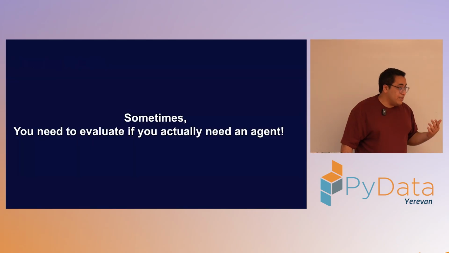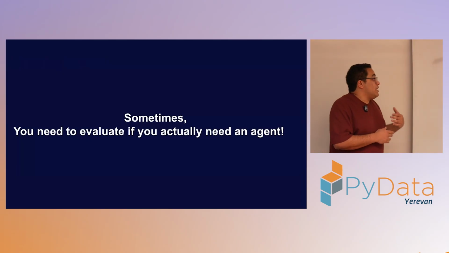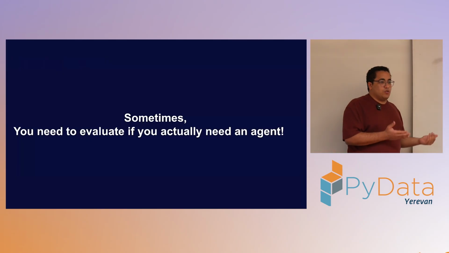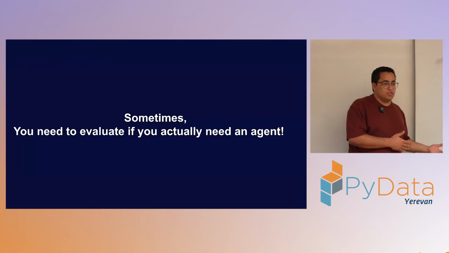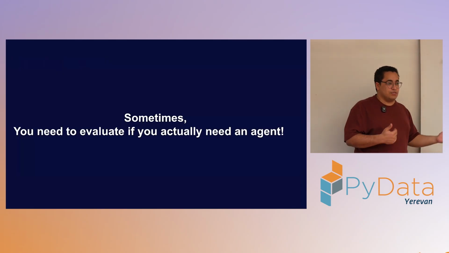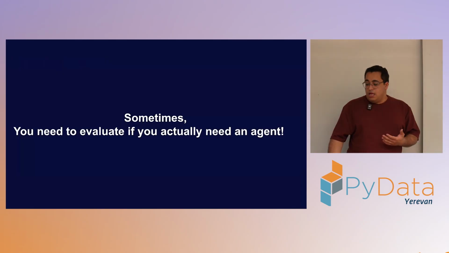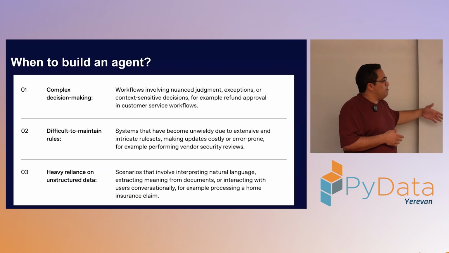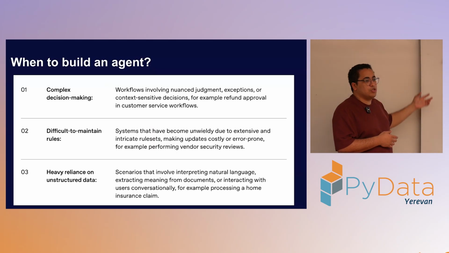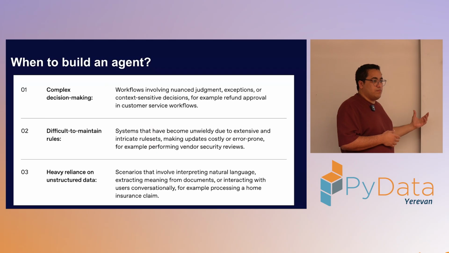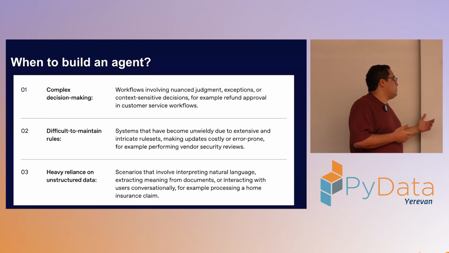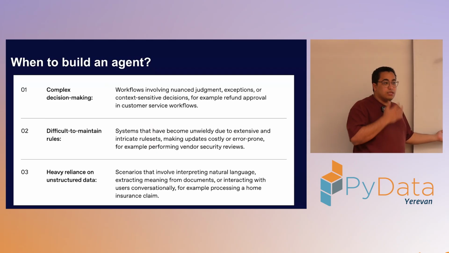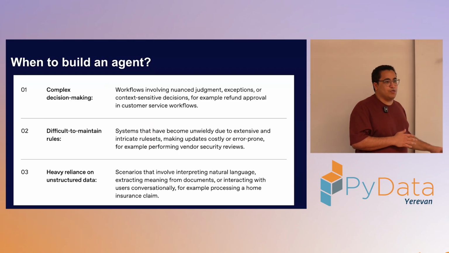So based on this, you need to actually evaluate if you need an agent or not. Sometimes you may not need an agent, or you may not need multiple agents, like a multi-agent system. So, when to build an agent? Three main ideas. First, complex decision making. Second, difficult-to-maintain rules, or not actually rules, where you don't have a structured rule somehow. Third, heavy reliance on unstructured data.